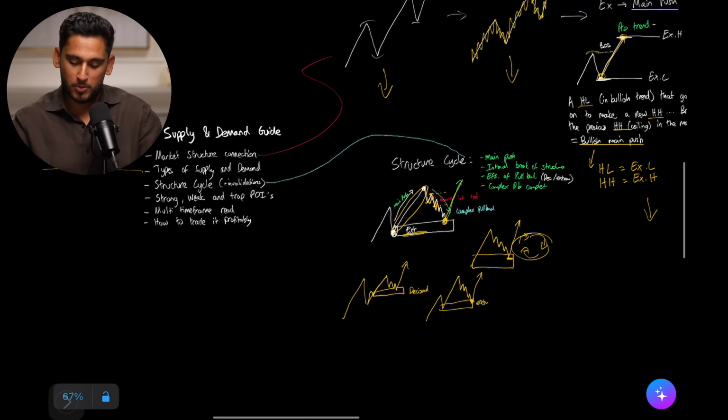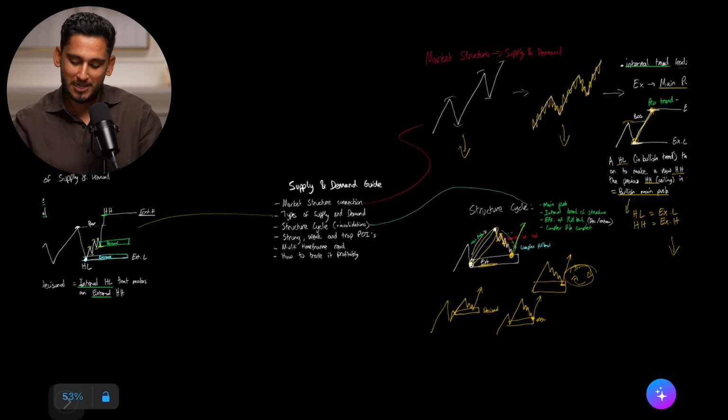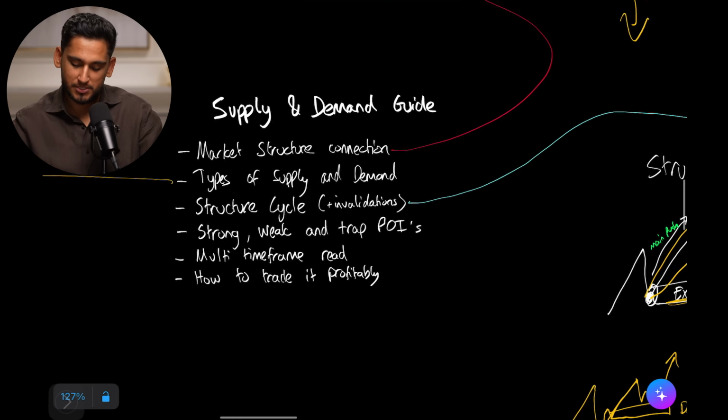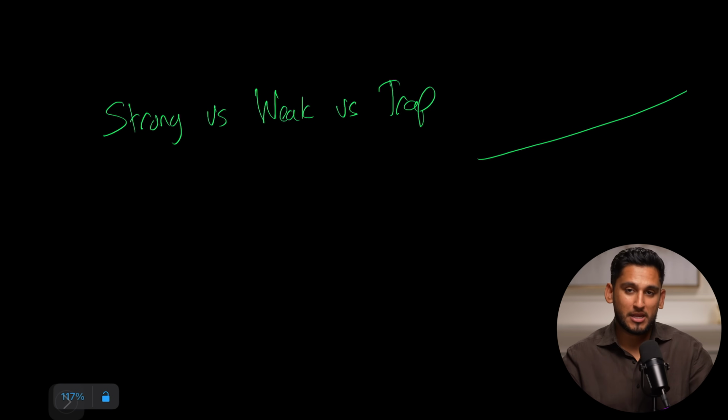So now look, when we zoom out, we are connecting so many things together. We're connecting already the first 3 points, a lot of notes. Now let's zoom back into the contents page. What is next? It is strong, weak, and trap points of interest. So now let's get into this one. Exciting. Now this one is going to be extremely detailed and I've made multiple guides on it. So I'm not going to get into all of it today.